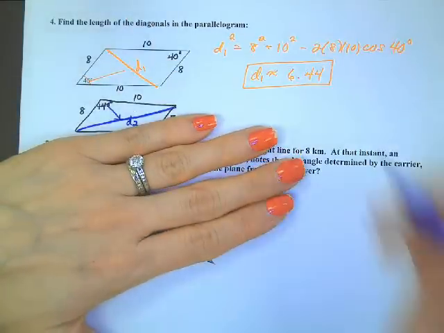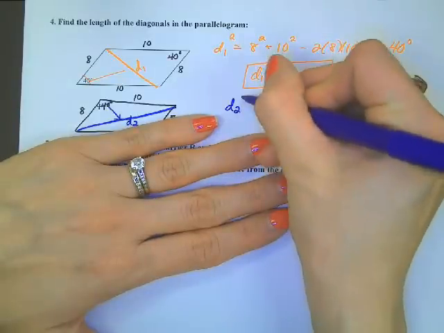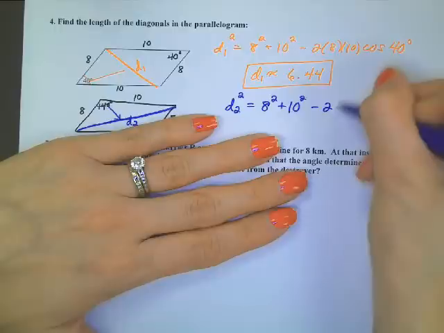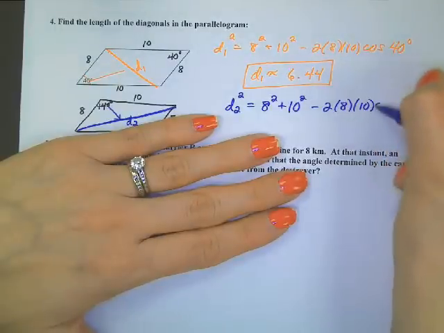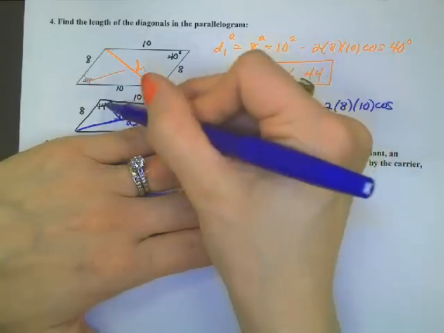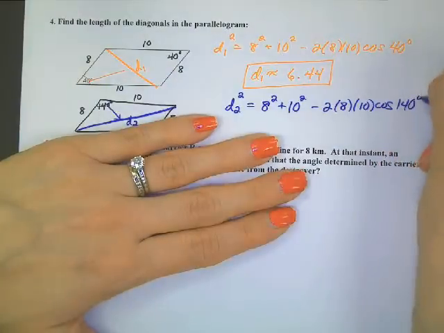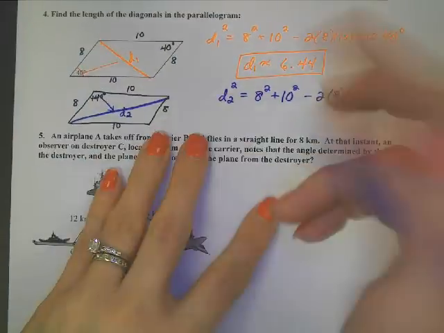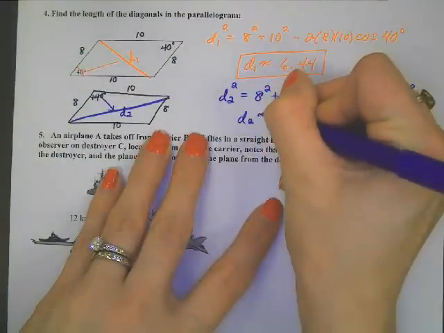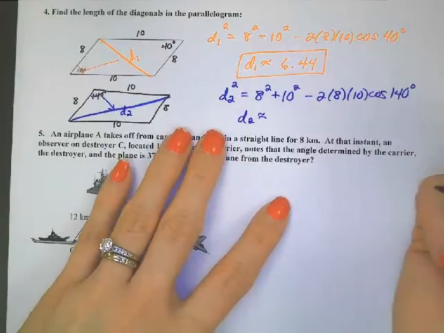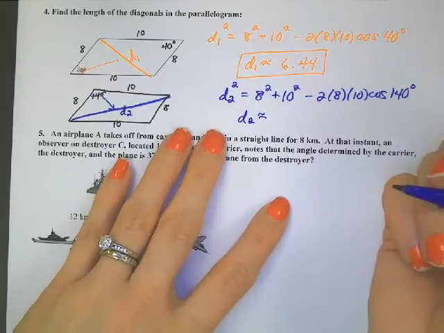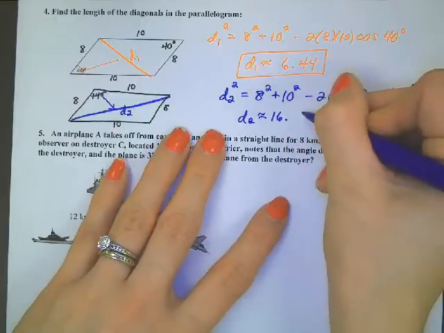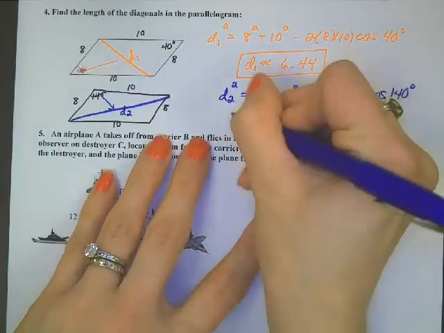Again, law of cosines. So we'll start with D2 squared equals 8 squared plus 10 squared minus 2 times 8 times 10 times the cosine of, what's his angle? 140. Okay, another calculation. Everything in your calculator, don't forget to square root it. D2, this is the longer diagonal. 16.93.